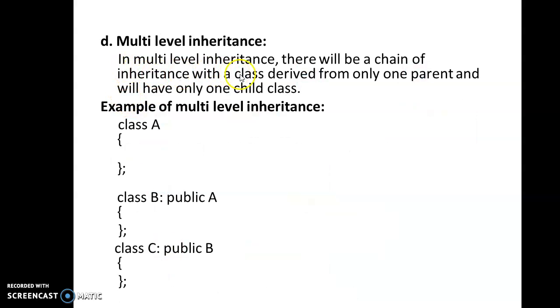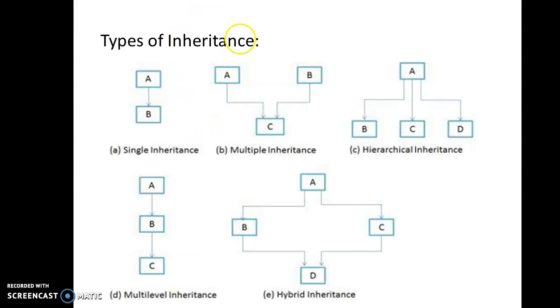In multi-level inheritance, there will be a chain of inheritance with a class derived from only one parent and will have only one child class. Now, what do you mean by this? If you see the diagram of this multi-level, if you consider A and B, then B is a derived class and A will become a base class. After that, if you consider B and C, then B, which was a derived class, will now become a base class and C will become a derived class.